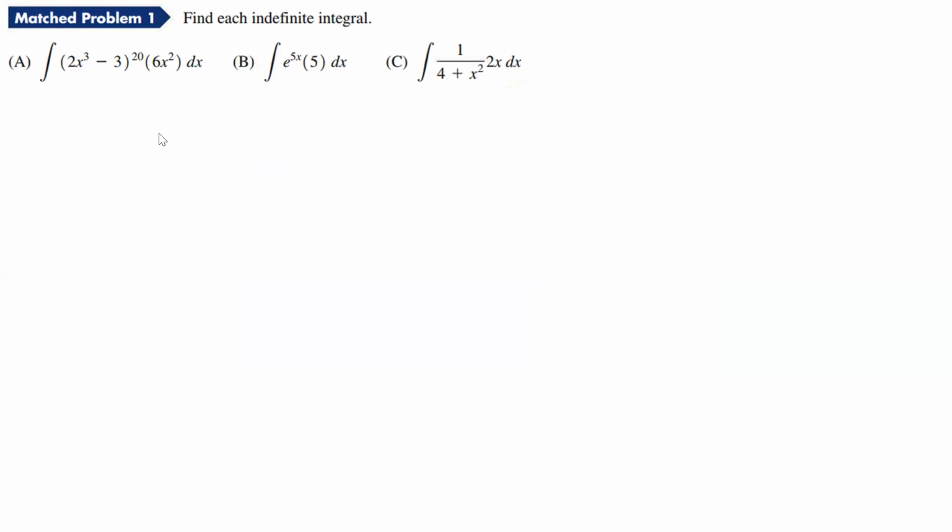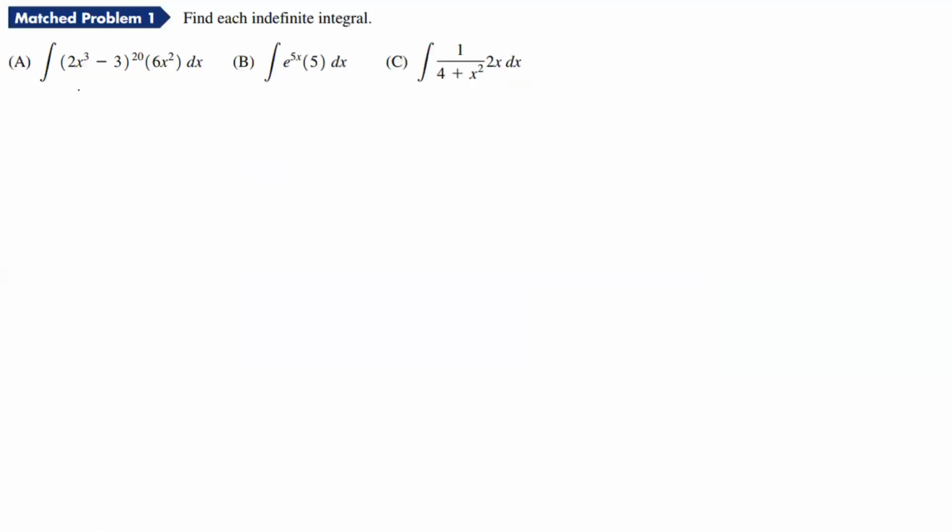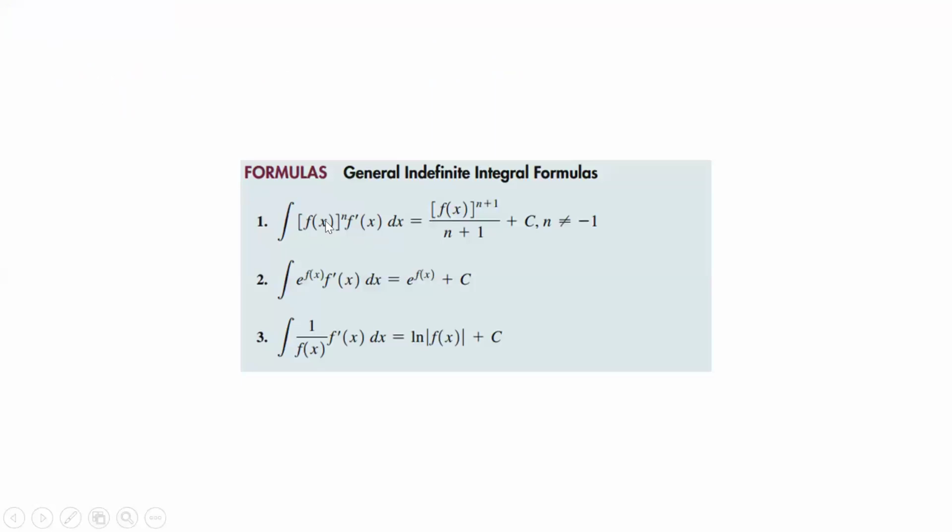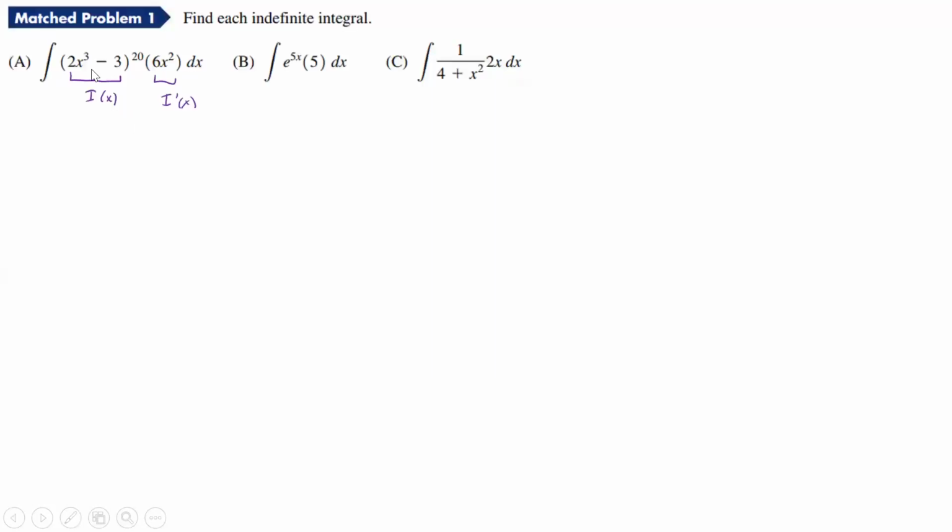Well, if we look at this first one, what we have is kind of like our I of x, and this is our I prime of x. That's the inside function, and that's the derivative of the inside function. And so then what we can do is something like this: the inside function to some value n, then the derivative. And that's what we've done. We've taken the derivative of this, and that's what that is.